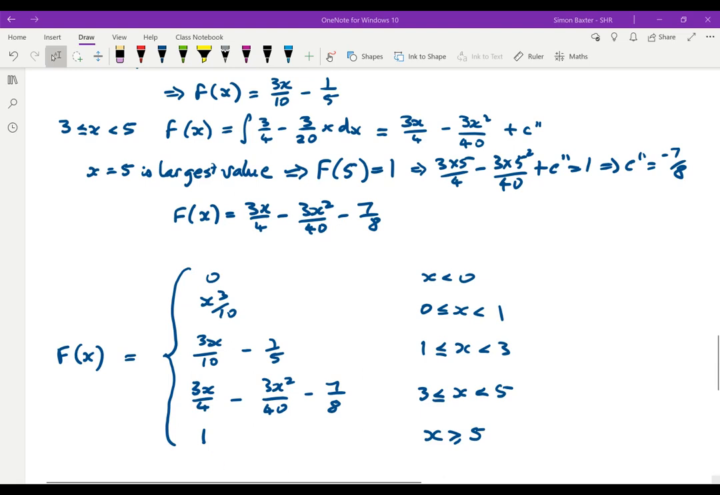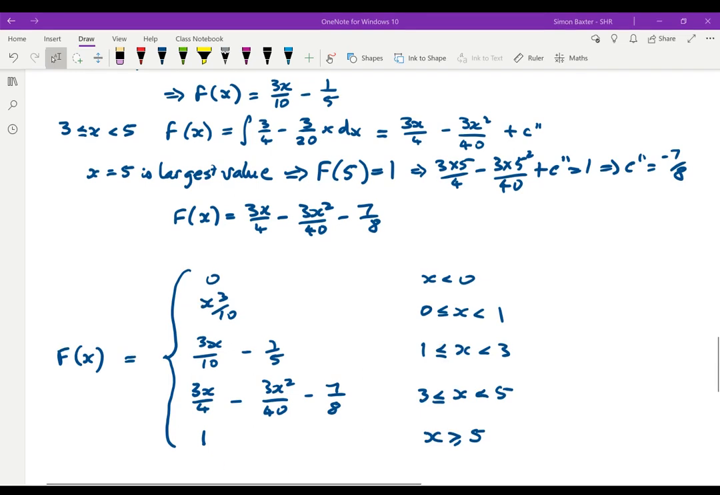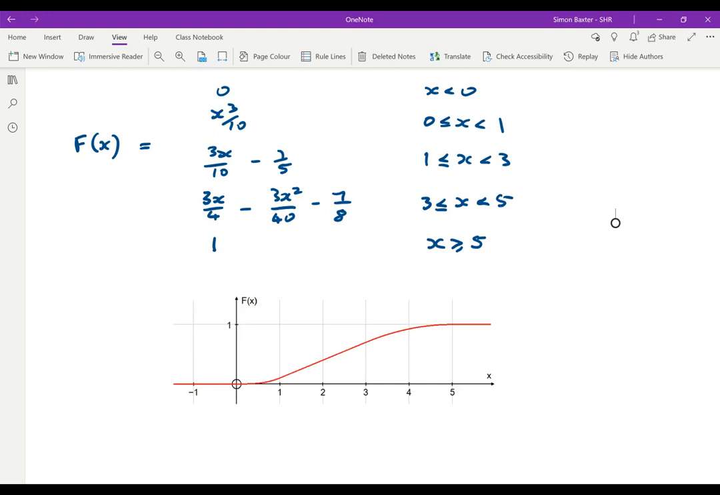Now let's have a look at the sketch. And there we have it. 0 below, x cubed over 10 up to here. Smooth takeover again. That's what gave us our value of c dashed at the time. Straight line, 3x over 10 minus 1 over 5, till we get to 3. And then a parabola, quadratic, up to 5. And then afterwards, 1.